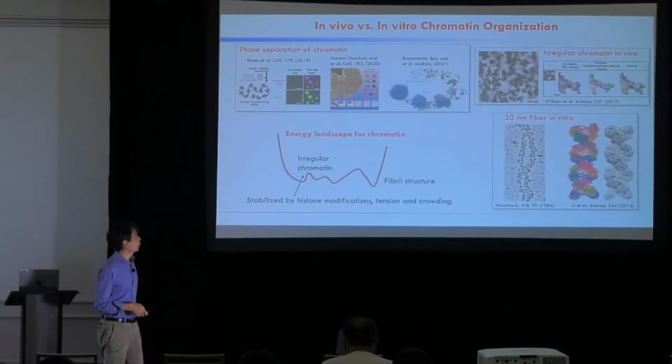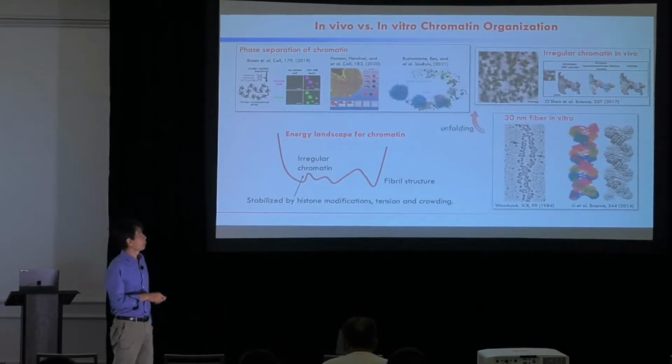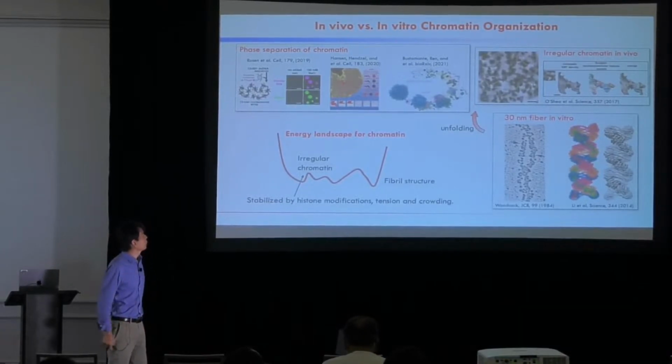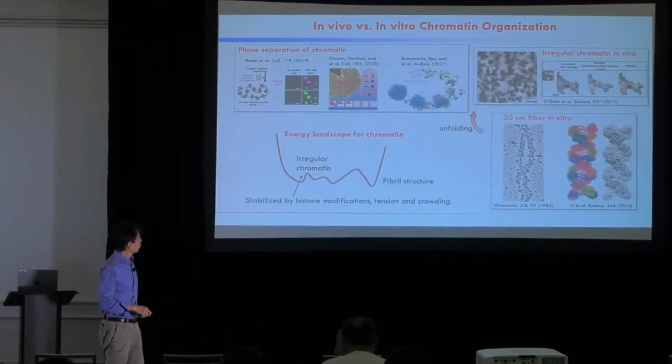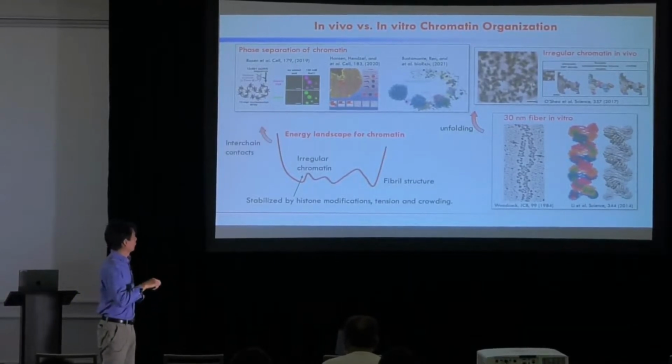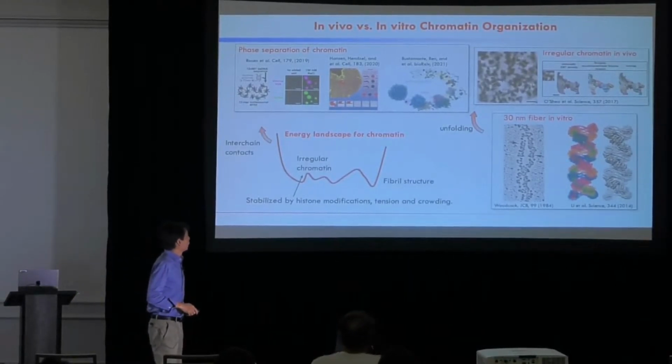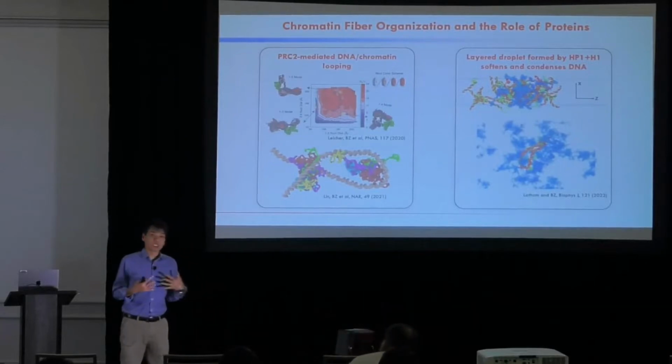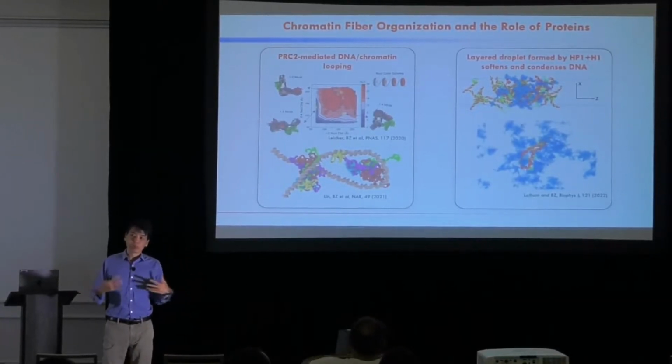So a lot of those in vivo factors like tension, crowding, and histone modification can essentially tilt the balance, which then drives the unfolding of the fiber and gives rise to those irregular structures. And once the chromatin becomes unfolded, it can easily promote multivalent interactions and start to form those condensates.